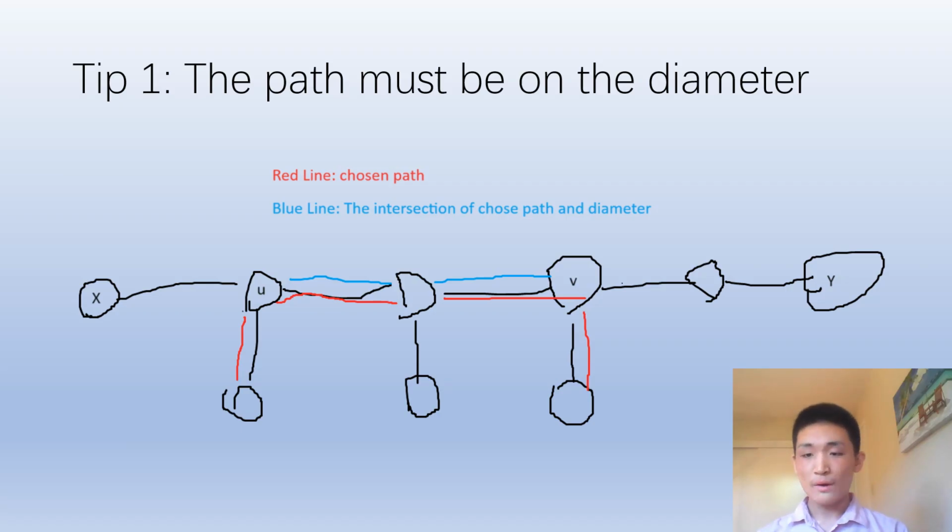So because of these two properties, even if we cut off the edges in the subtree of U and the subtree of V, the maximum distance won't increase, because the distance from the nodes in the subtree of U and V to the path is less than or equal to the distance from x to U and from V to y respectively. So they are not the upper bound. They are not the bottleneck. If you increase those distances, the maximum distance won't increase.